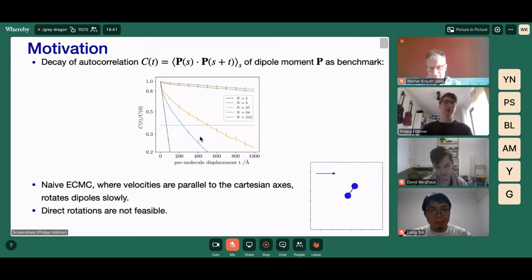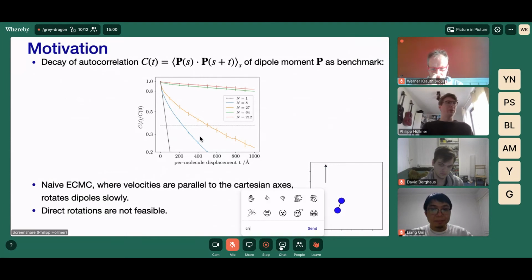And this, as I said, leads to very slow rotation of the dipole, although we can in principle rotate. Additionally, direct rotations of our dipoles are not feasible, so we have to think about something else. To solve this, so this concludes the motivation of our work, we want to rotate dipoles faster, or molecules in general.